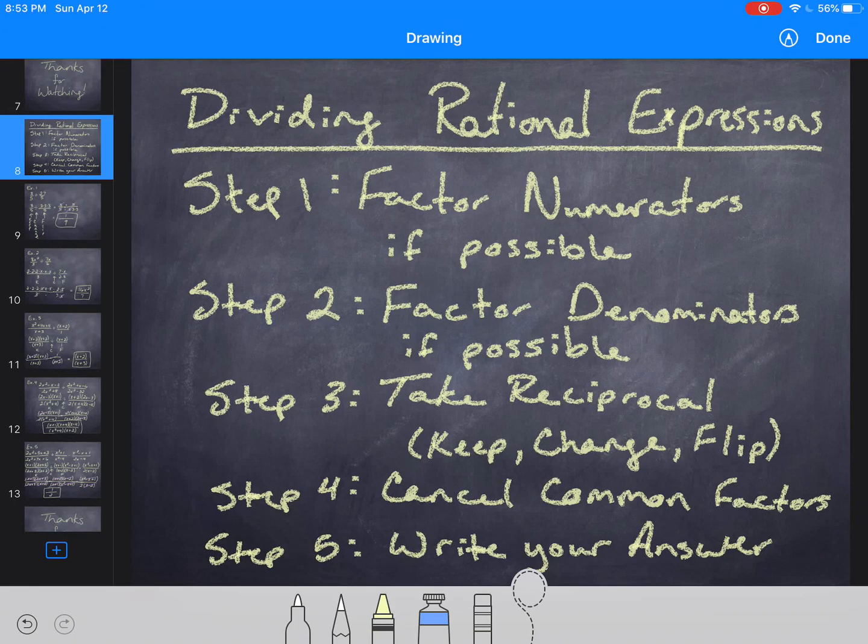Today we're going to learn how to divide rational expressions. Step 1. Factor the numerator if possible. Step 2. Factor the denominators if possible. Step 3. Take the reciprocal. This is where we will apply keep, change, flip.